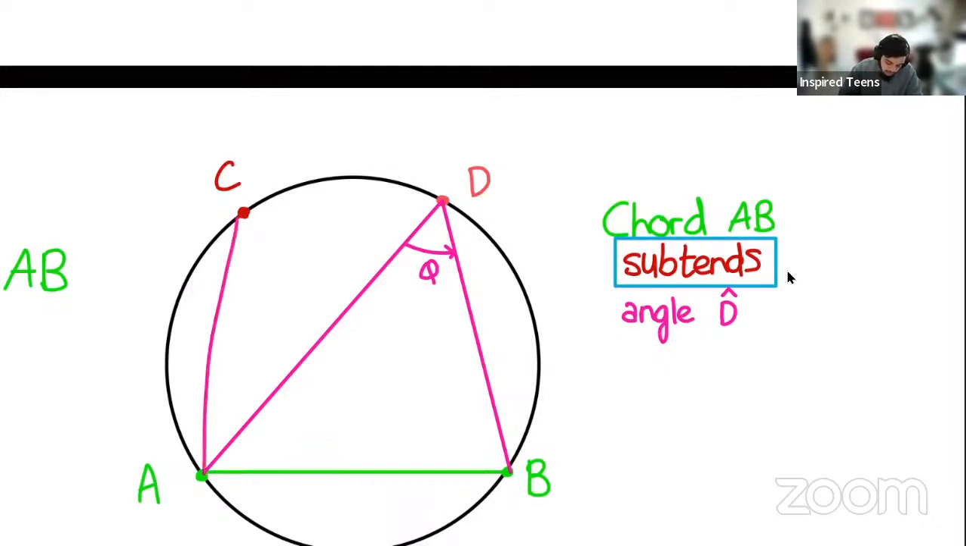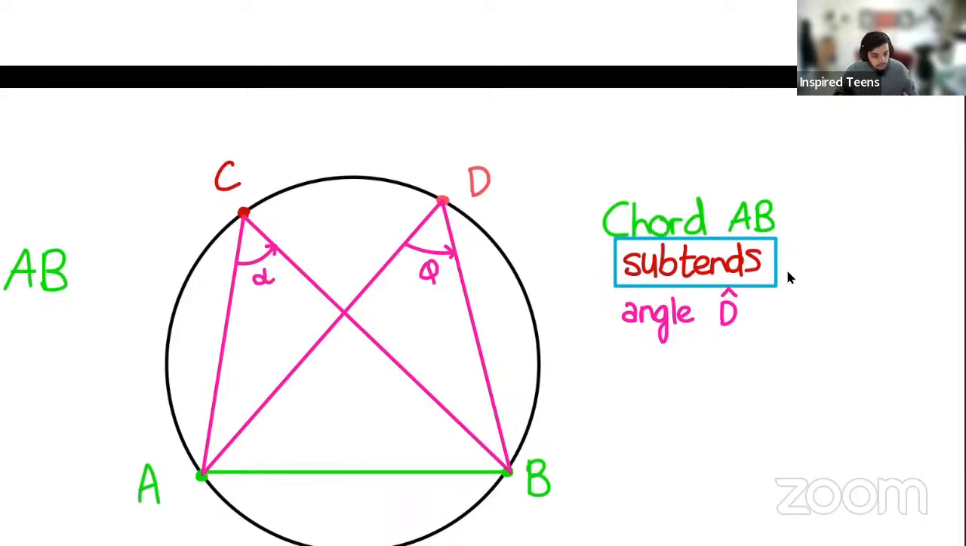But now from chord AB, I can also go to C. There's nothing stopping me from doing that. And as you can see, no pun intended, I have created another angle, and let's call that alpha.